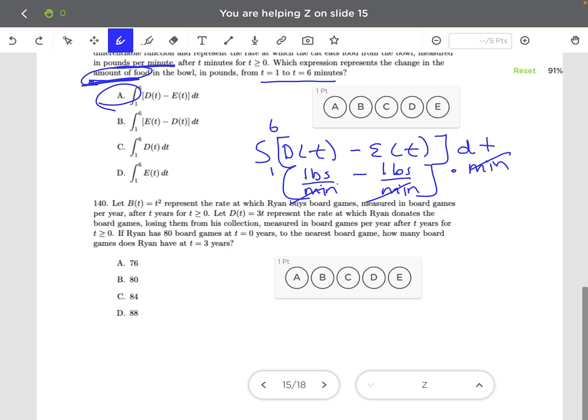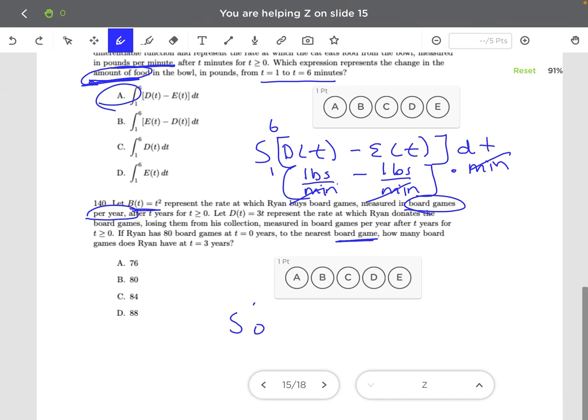And then number 140, B of t is the rate at which Ryan buys board games, okay? D of t represents the rate at which Ryan donates them, okay? If Ryan has 80 board games at time 0, to the nearest board game, how many board games does Ryan have? So again, these equations represent the rate. It is board games per year. So if I want to get the number of board games, I know I will have to integrate it.